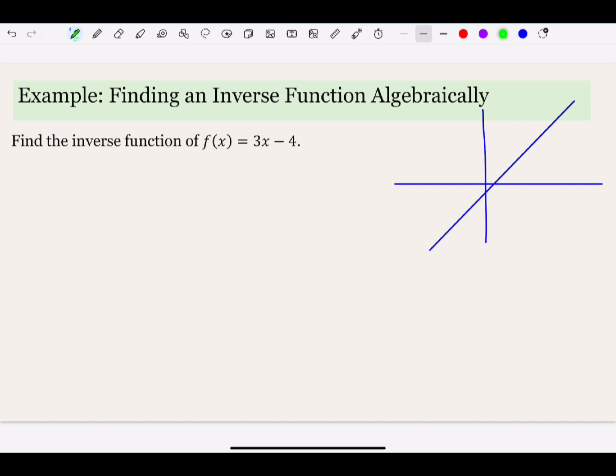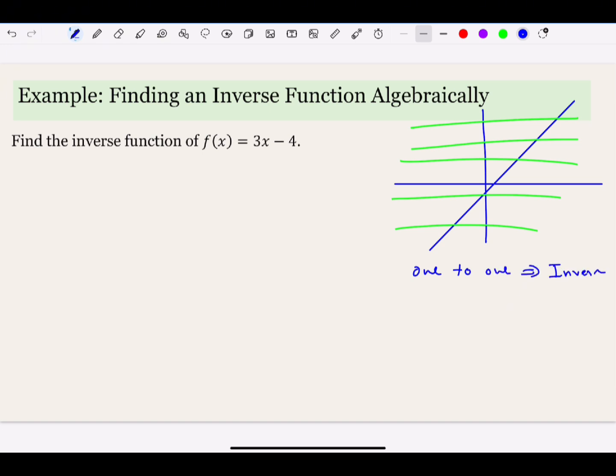If you draw horizontal lines, they will intersect the graph only one time. That means this is one-to-one, hence you can find an inverse for this function. Now I'm going to move forward and find this inverse function. First, you have to replace f of x by y. So instead of f of x, I'm going to write y and write the rest of the expression. This is your first step.